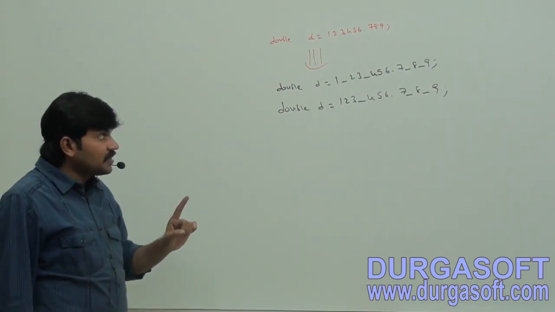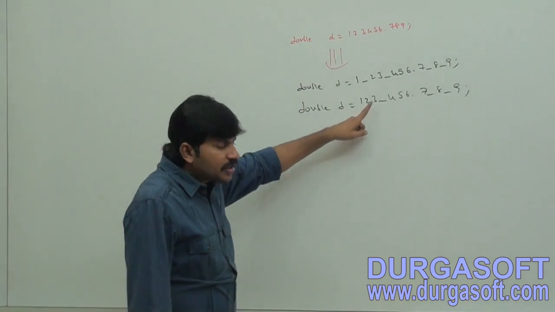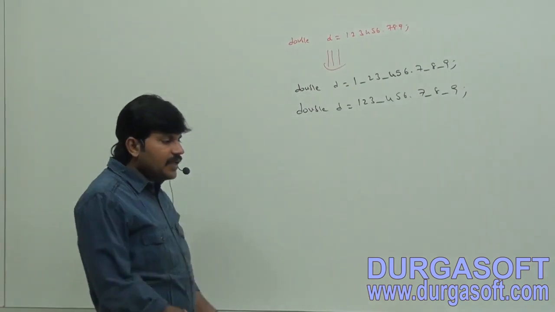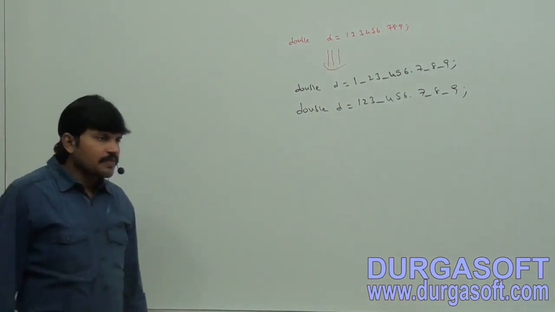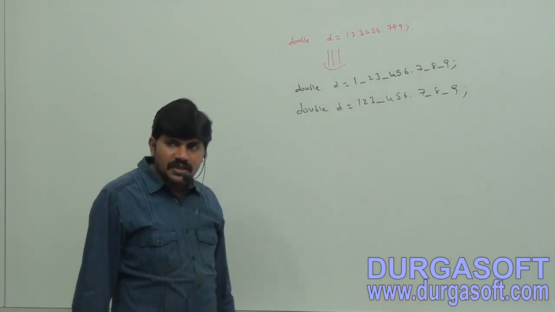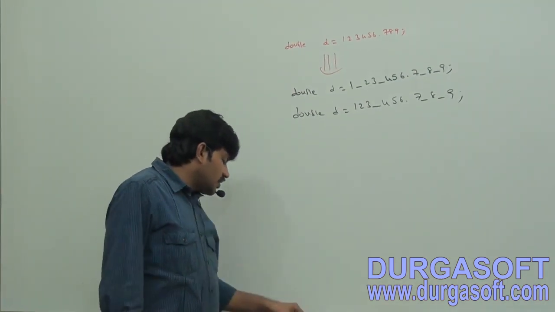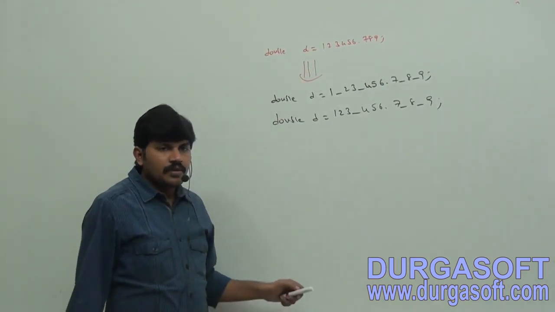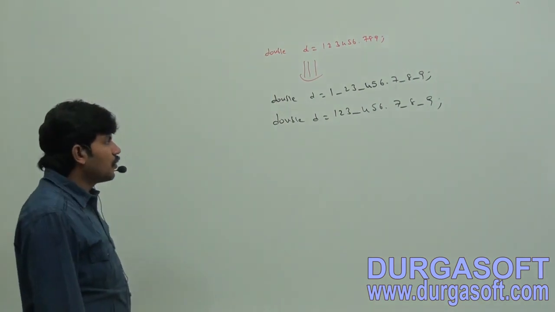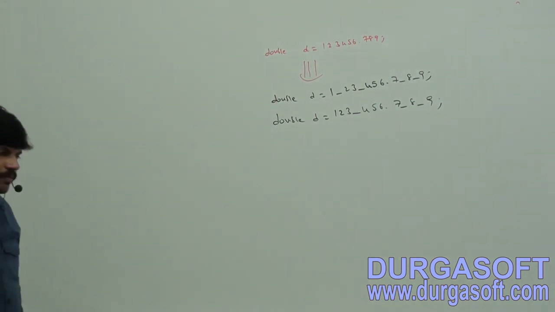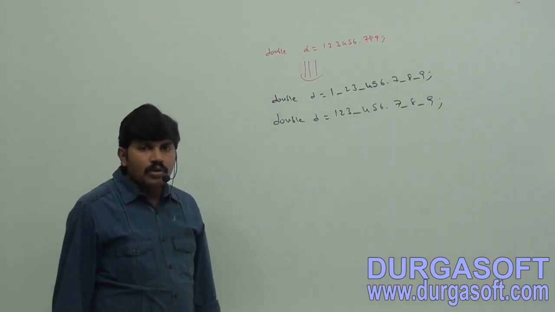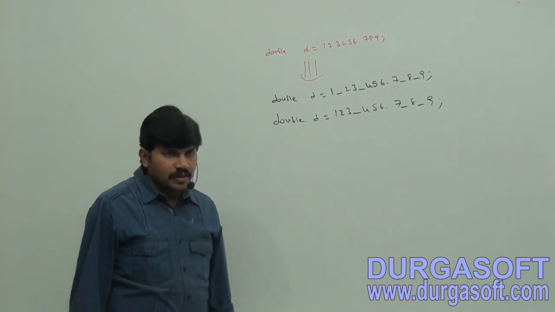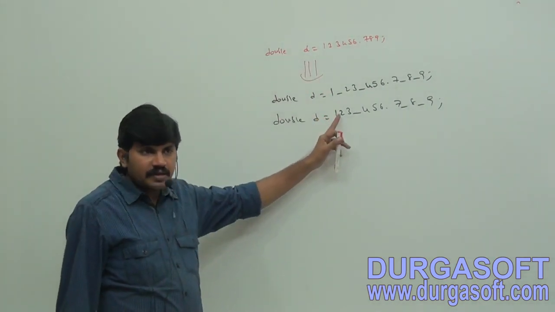Now add one point here. Can you tell what is the main advantage of this approach? Readability of the code will be improved. The main advantage of this approach is that the readability of the code will be improved. That's all. Completed, right? Okay.